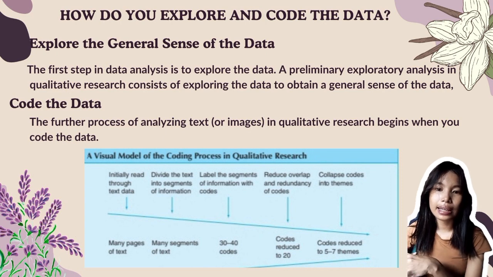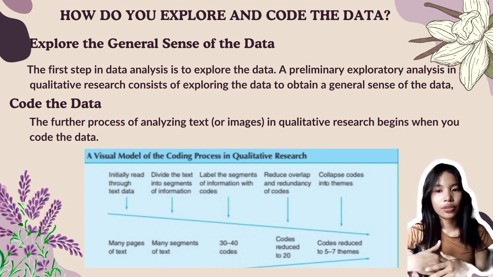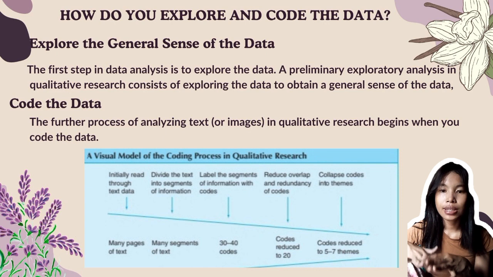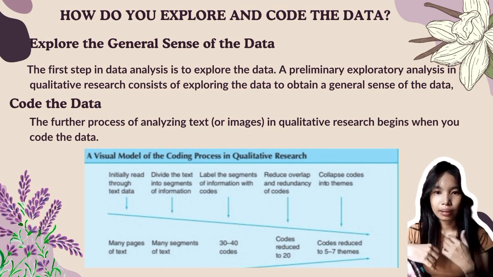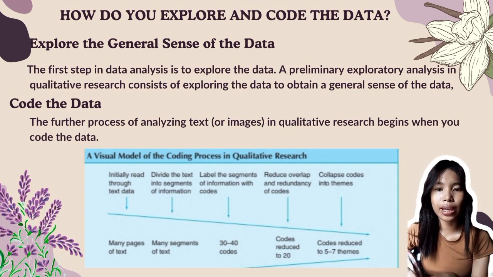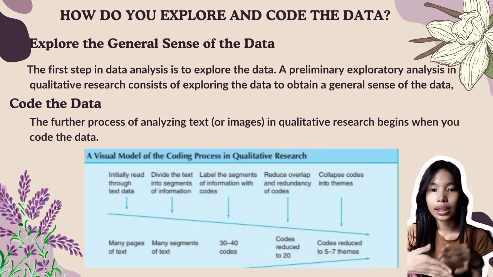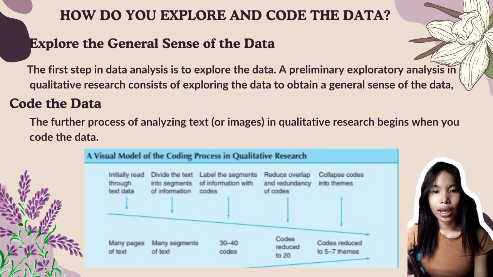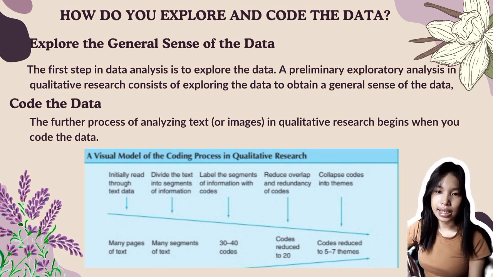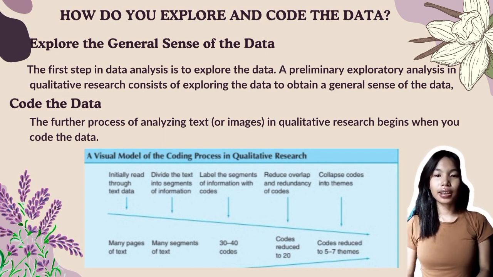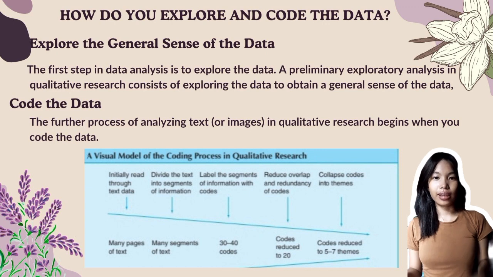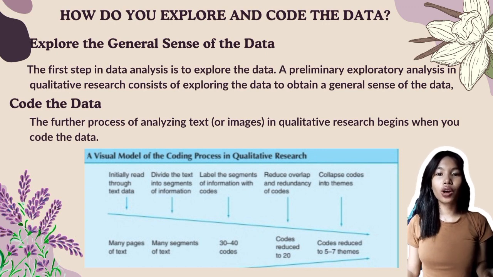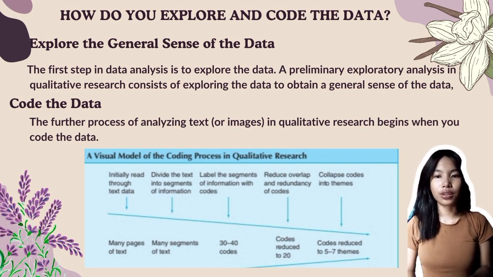So it's like sorting your clothes into different piles based on their colors or types. Coding helps you make sense of the data by breaking it down into smaller, more manageable parts that you can analyze more easily. As you can see on the screen, there is a picture there. It is a visual model of the coding process in qualitative research.